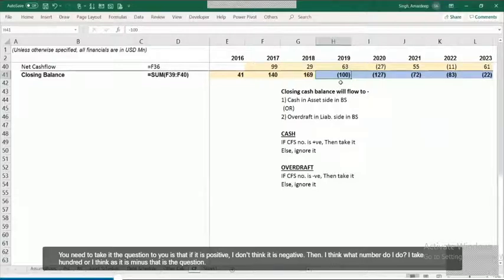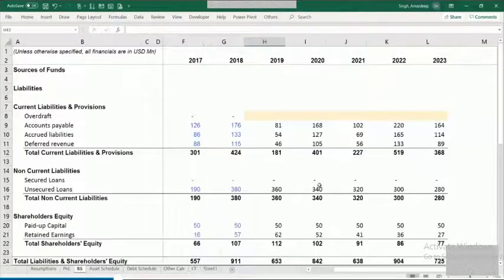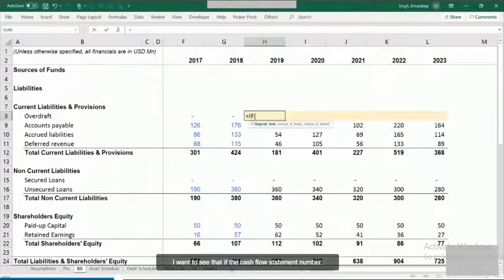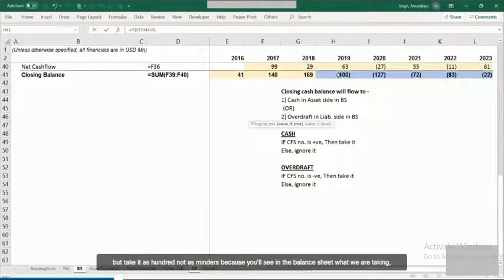That is the question. So if I go back to the balance sheet and over here in the overdraft line, I want to say that if the cash flow statement number is less than 0, then I have to take it, but take it as the 100 figure, not as minus 100.